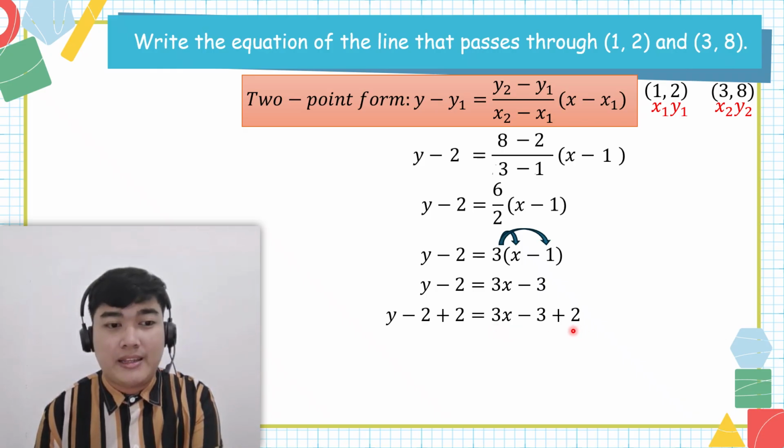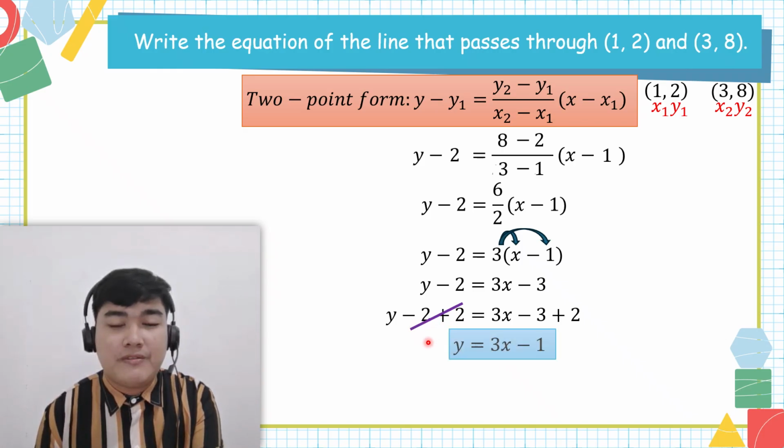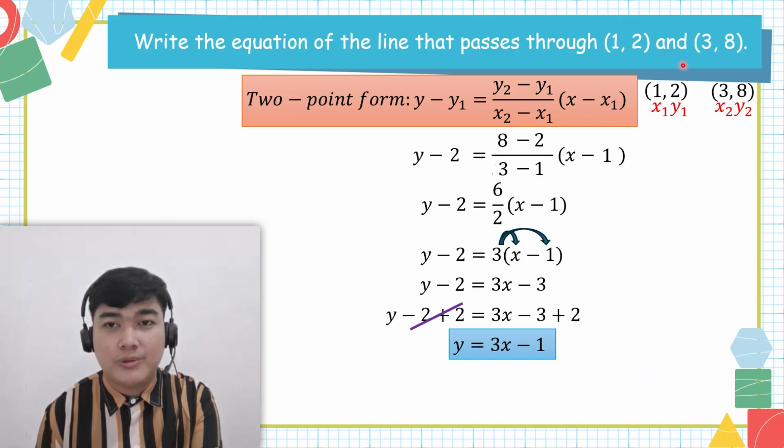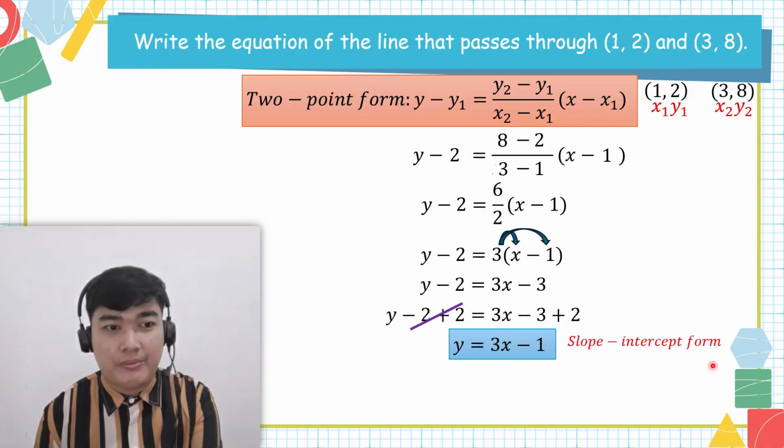Let's now combine like terms. Negative 2 plus positive 2 is equal to 0. The remaining term on the left side is just y. On the other side, we have 3x, and then we will simplify. Negative 3 plus 2 is negative 1. So therefore, the equation of the line given (1, 2) and (3, 8) is y is equal to 3x minus 1. This equation is in slope-intercept form.